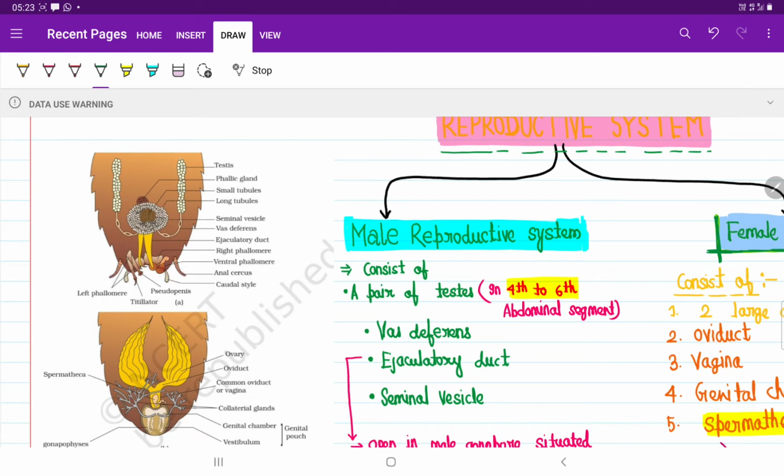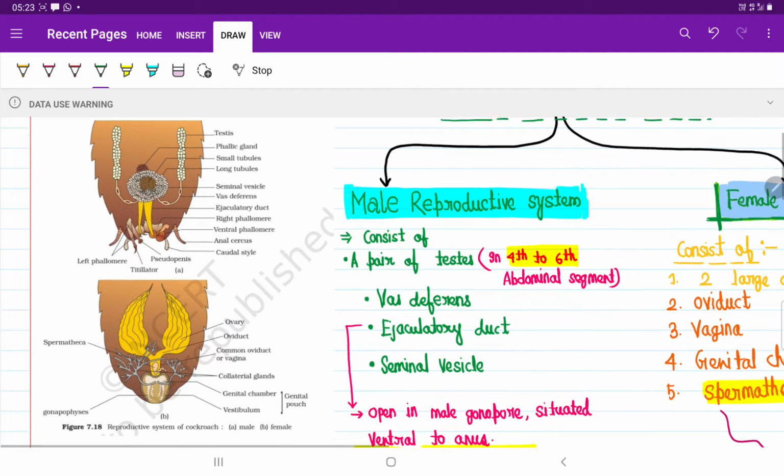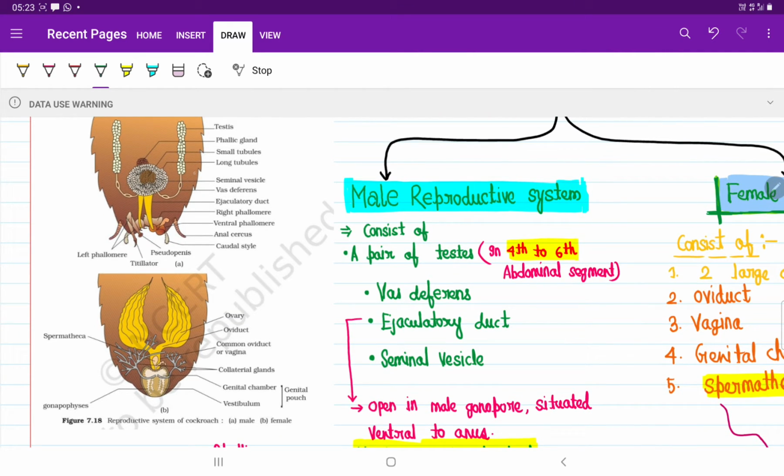This testis is present at the fourth to sixth abdominal segment. It's embedded into the fat body, right? And it's located dorsoventrally. And then from the testis, are you observing one pair of vasa deferentia arising from each testis?